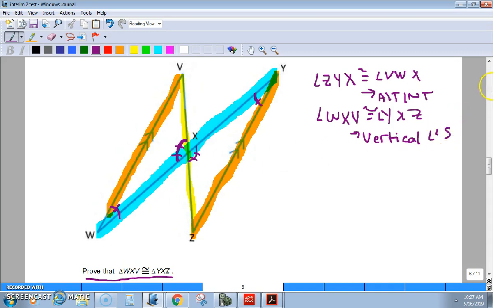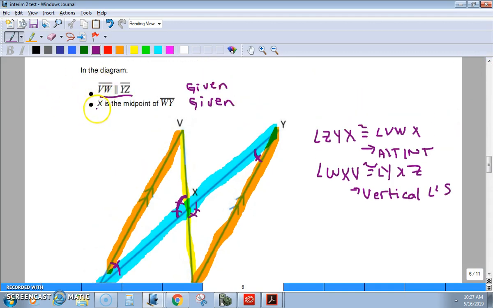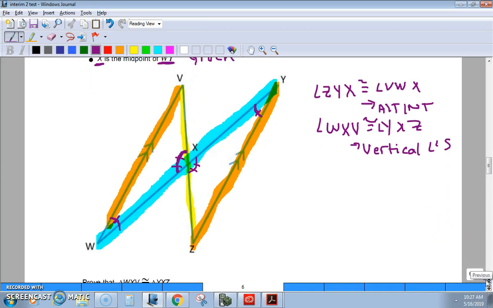And then this last piece, what's the other given that it gave me? It gave me the fact that X is the midpoint of WY. And you have to assume that everything they give you in a problem is going to come in handy. So if we know that X is the midpoint of WY, then I know that WX is congruent to XY. And the reason I know that is by definition of a midpoint. By definition, it is the midway between W and Y. X is midway. Midway means both sides have to be exactly the same. So this is by definition of midpoint.